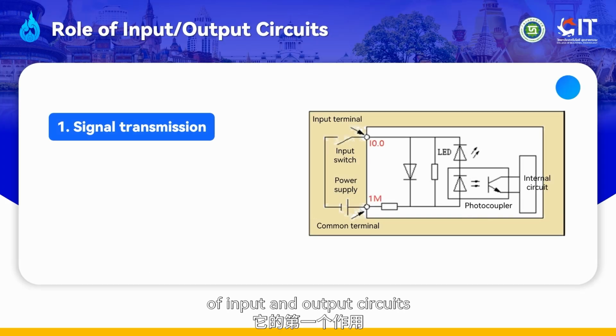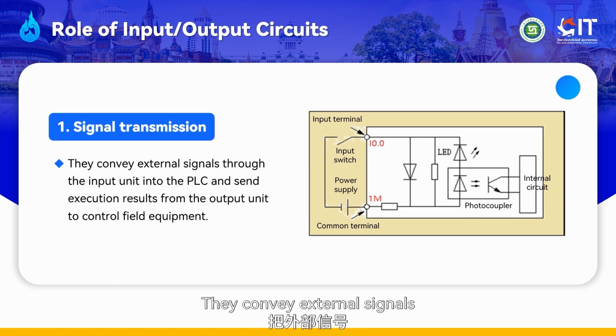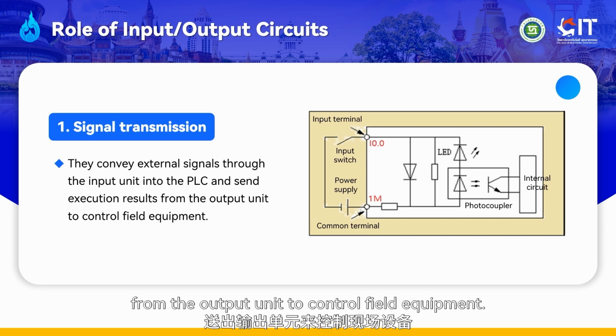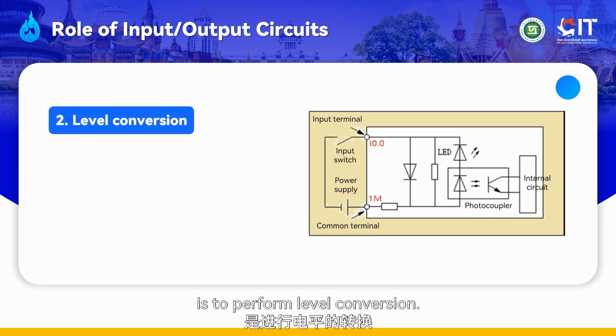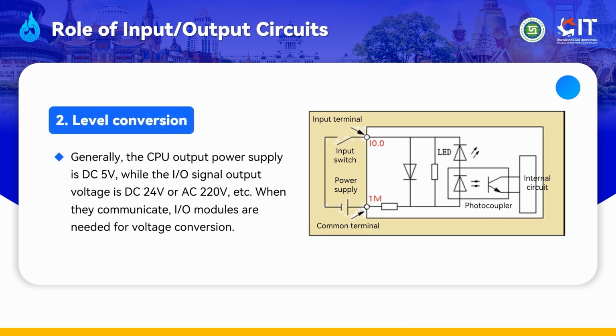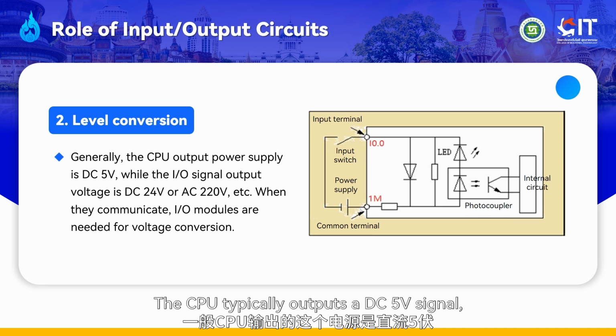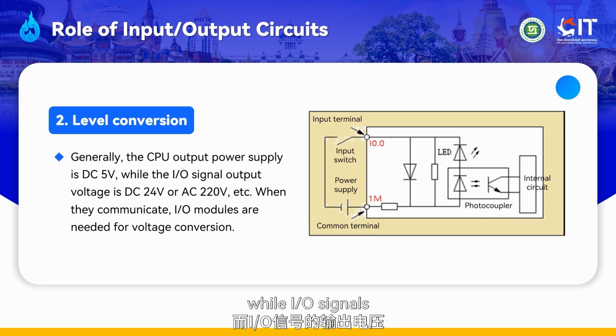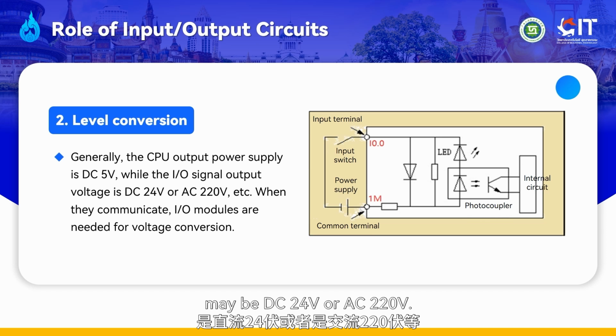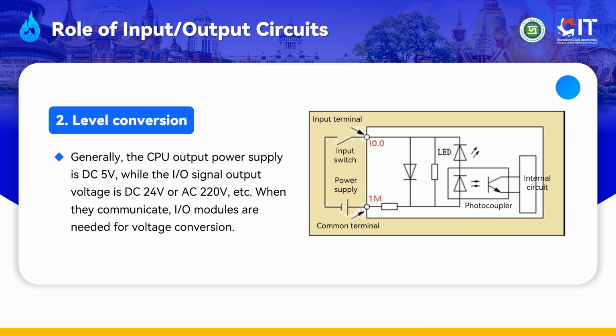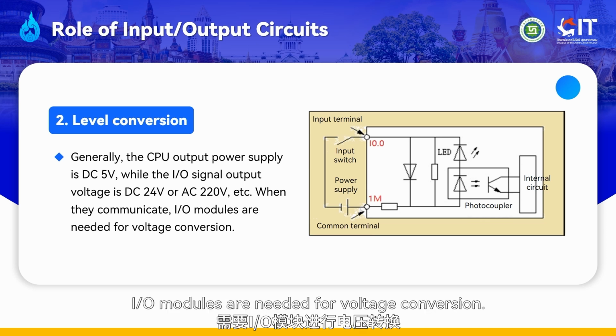The first function of input and output circuits is signal transmission. They convey external signals through the input unit into the PLC and send execution results from the output unit to control field equipment. The second function is to perform level conversion. The CPU typically outputs a DC 5-volt signal, while I/O signals may be DC 24 volts or AC 220 volts. When the two communicate, I/O modules are needed for voltage conversion.